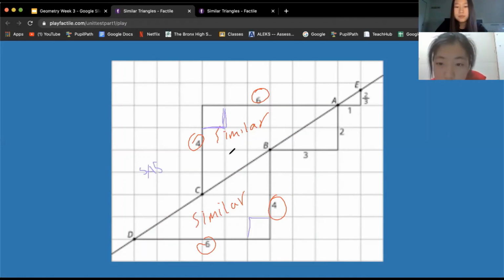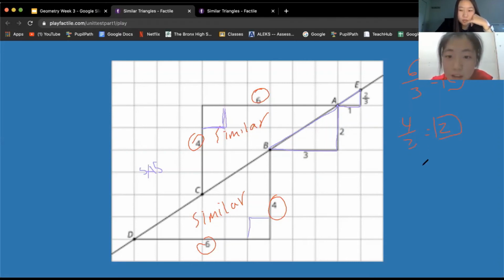And now let's look at the 2 little ones. Let's use a scale factor to find out if these 2 are similar. So 6 over 3 equals 2, and 4 over 2 equals 2. So they have the same scale factor and the same angle. This is also a right angle over here. That means they are also similar because their sides are in proportion.